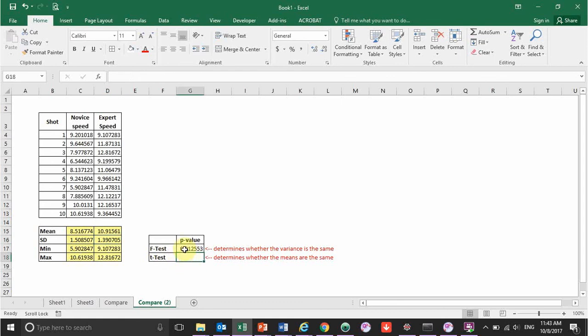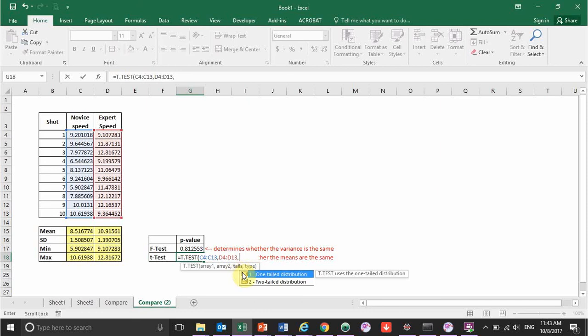I'm going to use that information, in other words, that the variation between these two is equal, to run the next test. Here, it's equal to T dot test, open brackets. Again, I have to highlight the same two columns. Then it asks me to enter the tails. I can run a one-tail distribution or a two-tail distribution. In this instance, I don't know which one's going to be higher or lower, so I'm going to run a two-tail distribution, so I can double-click that.